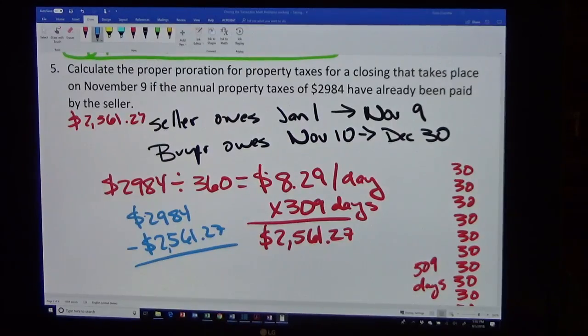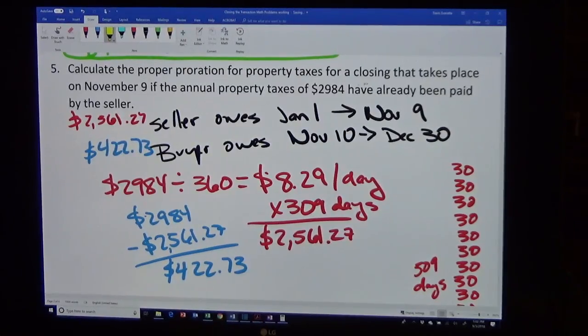And that leaves a buyer total of $422.73. $422.73 for the buyer to pay. Now we need to know which one of those numbers is our answer. So go back to the question.